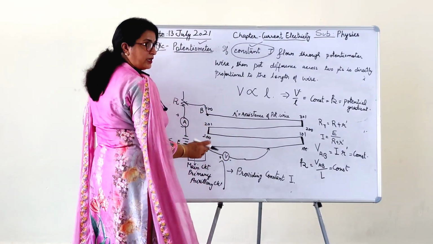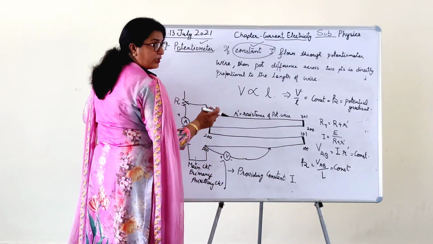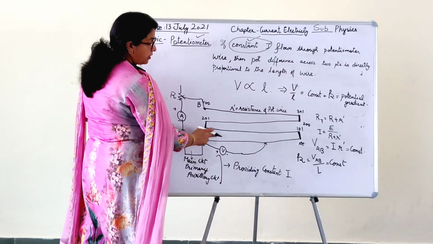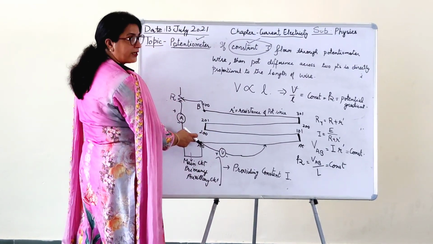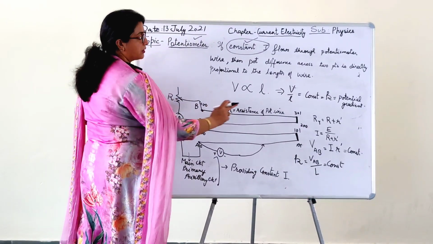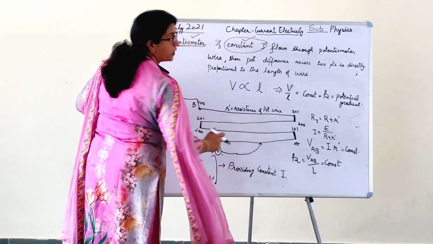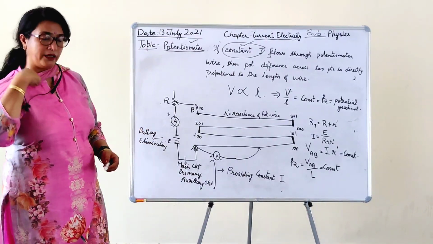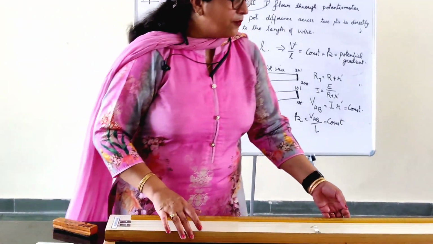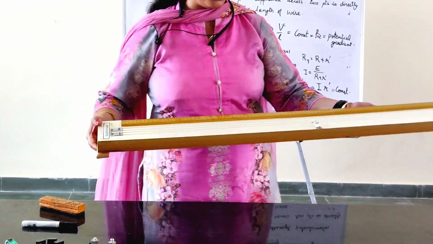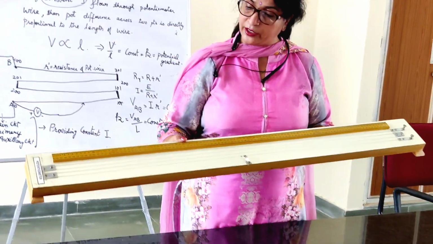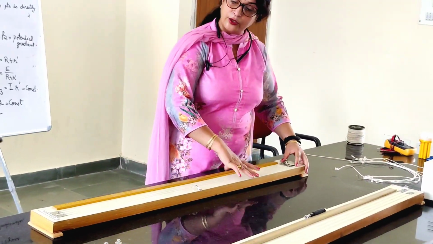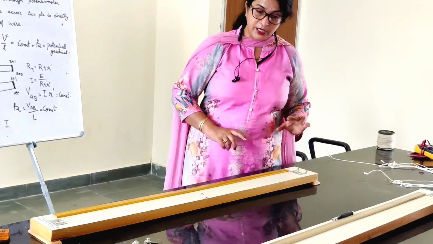We will find out the reading of the voltmeter divided by the length where the jockey is placed from the A terminal. So that will give us the value of the potential gradient. So let's do this practically. Now I have already shown you, this is your potentiometer, the 400 centimeter long wire. These are the two terminals A and B.